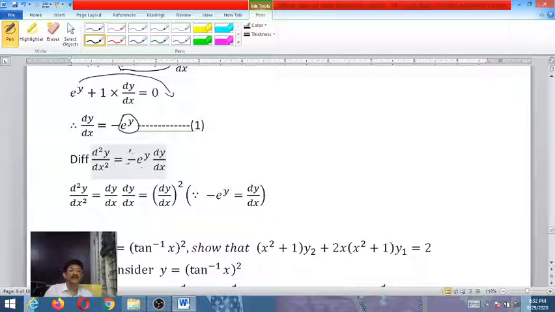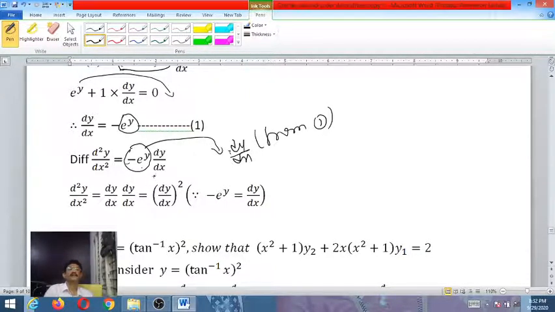Again, look here. What is this minus e power y? This minus e power y, look here, is nothing but dy by dx, from 1. Right. So dy by dx into dy by dx, dy by dx whole square. That is the answer.